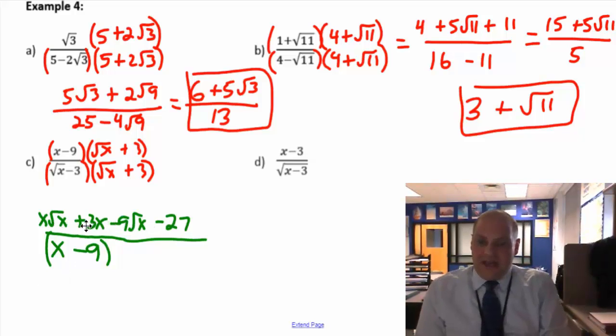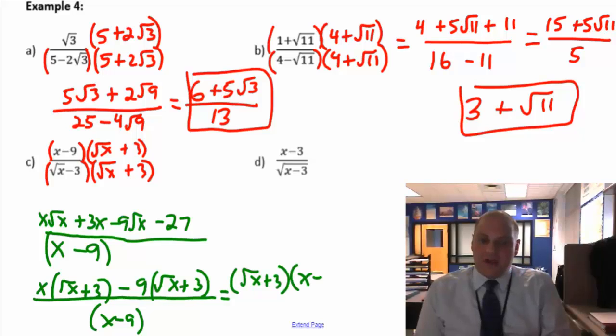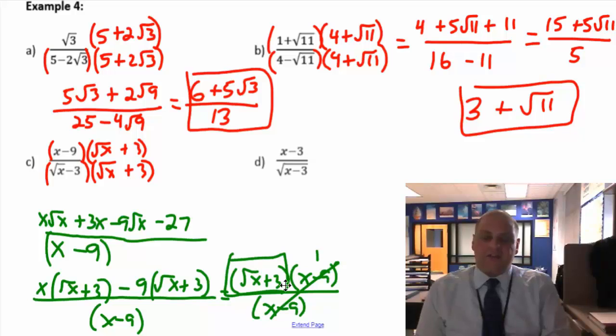We could take out an x here. So if we take out an x, here, we have radical x plus 3. And then if we take out a negative 9, we have radical x plus 3. That's over x minus 9. And of course that goes to x minus 9. You have a common denominator, radical x plus 3, x minus 9 over x minus 9. That reduces to 1, and you're left with just radical x plus 3 as your final answer.